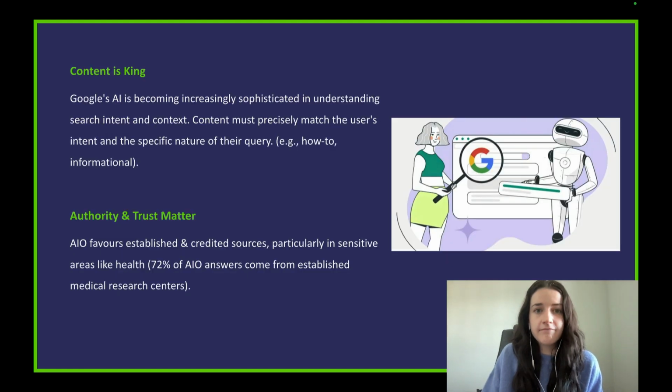So content is king. This is really important to remember when you're optimizing your content for SEO, or you're optimizing your content for AIOs, I should say. But Google's AI is becoming increasingly sophisticated in understanding search intent and context. So content must precisely match the user's intent and specific nature of their query. So again, that informational search, the informatives, the how-tos, how do I do this, what's this, etc. Google's AI is becoming a lot better at answering those questions.